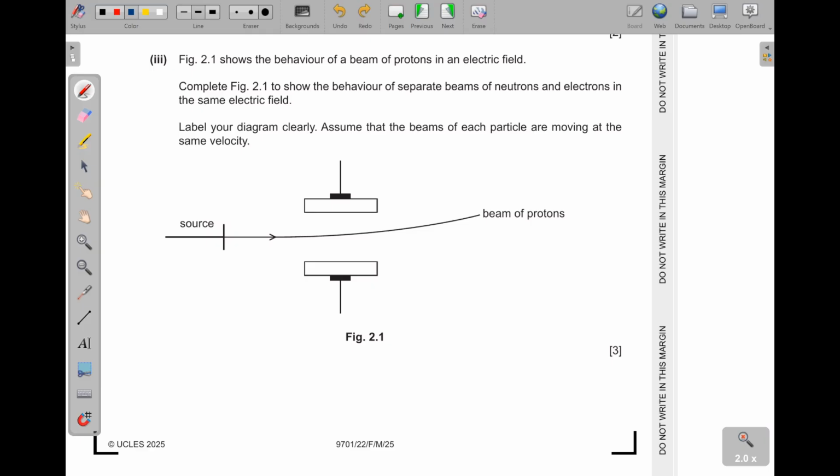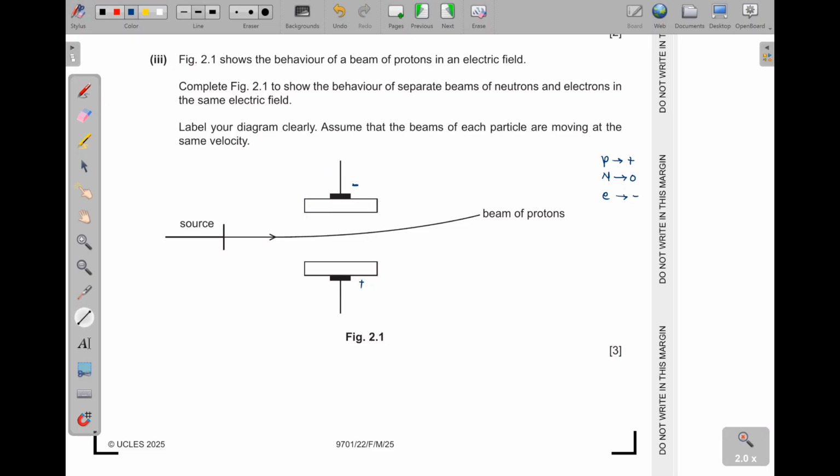When you look at this, remember protons are positively charged. Neutrons have no charge. Electrons are negatively charged. We are supposed to label this diagram. You can see that the source is here, then when it comes, there is a bending here for the protons. Protons are positively charged, so if they are bending towards this side, that means this electrode here has to be negatively charged, and then this one has to be positively charged.